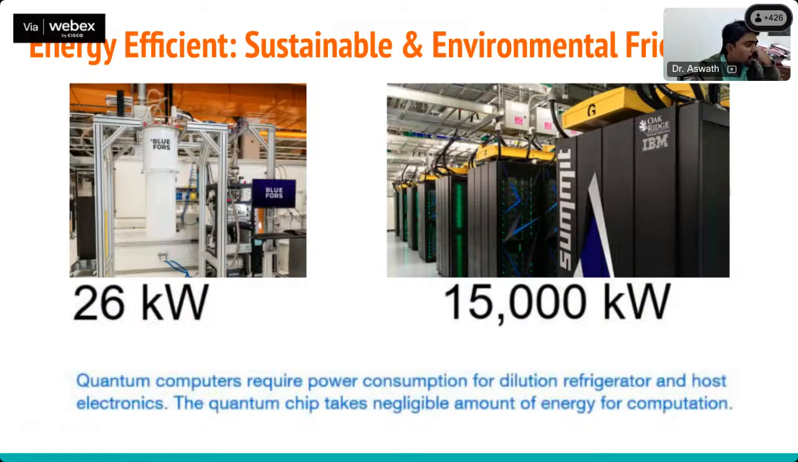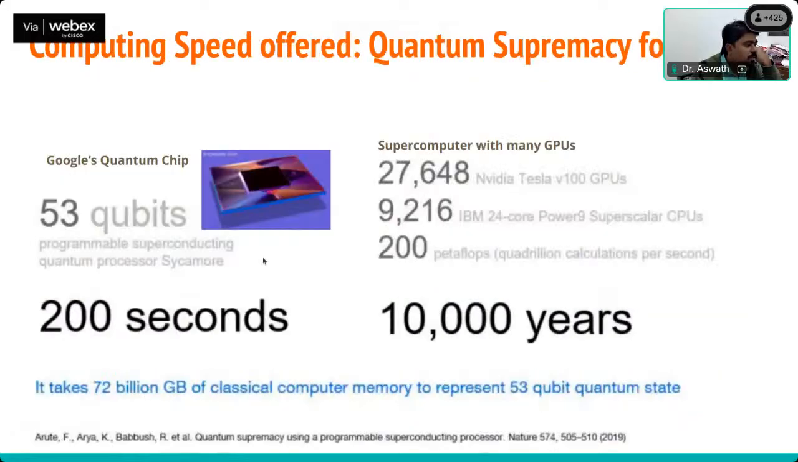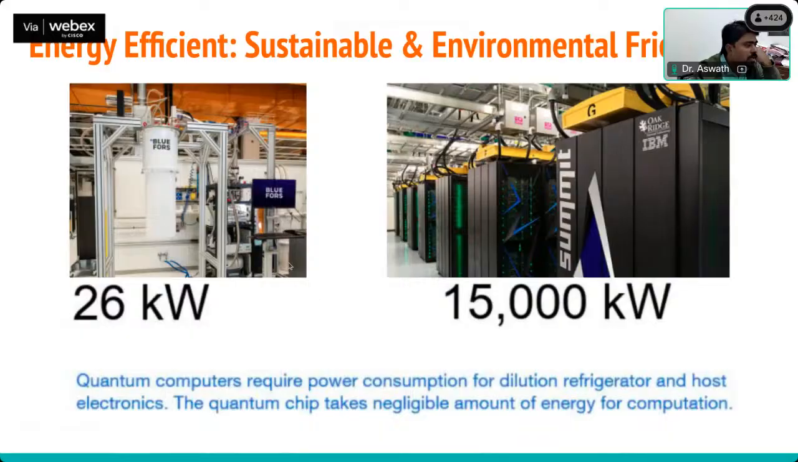Compare the power consumed by the Summit supercomputer, an IBM computer or any supercomputer, required to execute some task, with the same task executed by a quantum computer. This is a Bluefors cryogenic setup. Inside that there is a quantum chip. This is basically a quantum computer. You see the amount of wattage of power consumed.